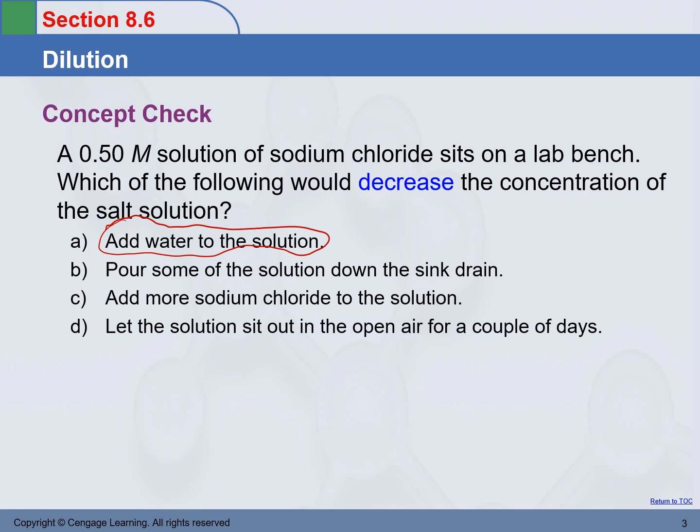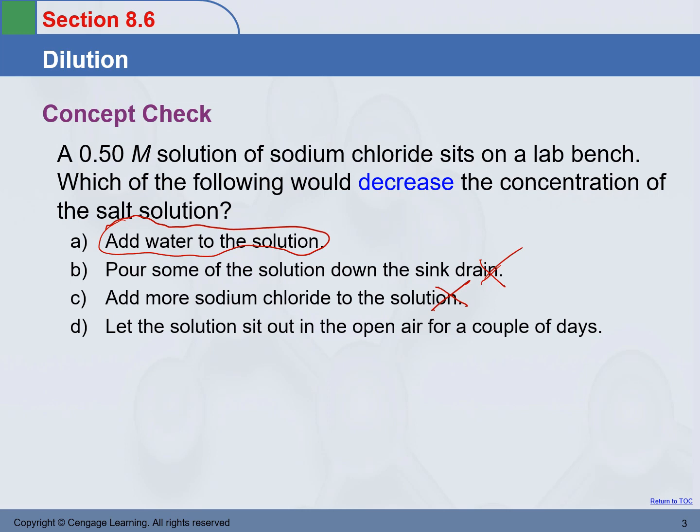That's dilution. All right. Pour some of the solution down the sink. Pouring the solution out will not change the concentration. It will change the amount of the solution, but the concentration will not change. That's not an answer. Add more sodium chloride. If you add more solute, the solution will become more concentrated. That is not going to work.